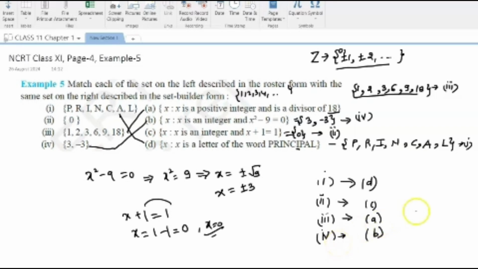So we'll conclude the examples of chapter 1 before exercise 1.1 over here. If you have any doubts regarding anything, please ask in the comment section. And in the next video, we'll solve the questions of exercise 1.1.